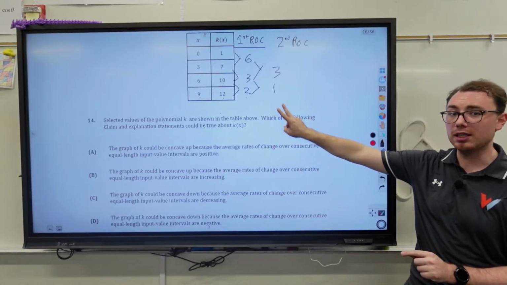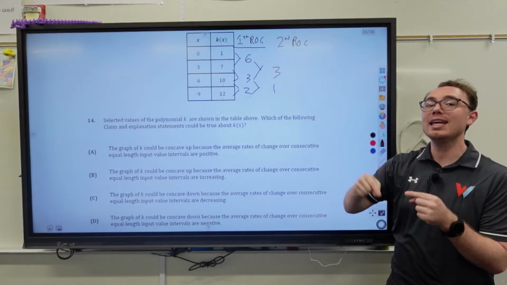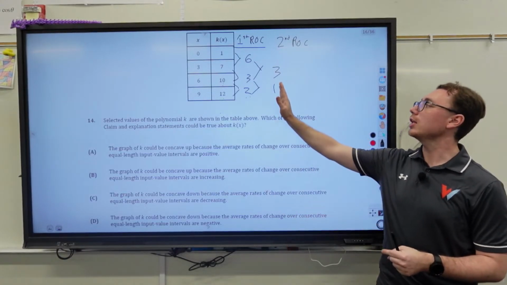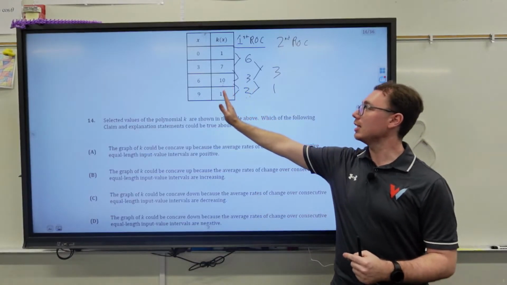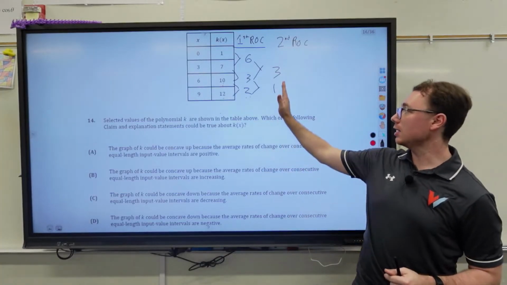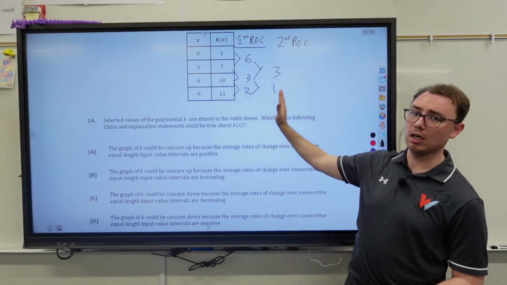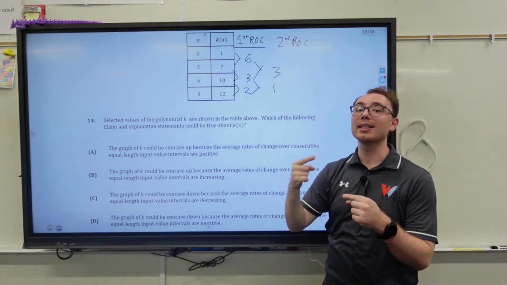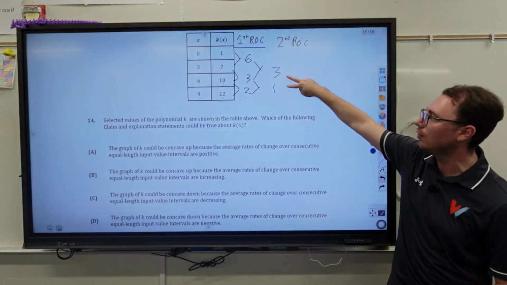For this problem here, since we know that the second rate of change isn't constant, we know that the first rate of change isn't linear, so we know that this function here is at least cubic. Because if it wasn't cubic and it was quadratic, then this would be linear, this would be constant. So we know this problem here is at least cubic.